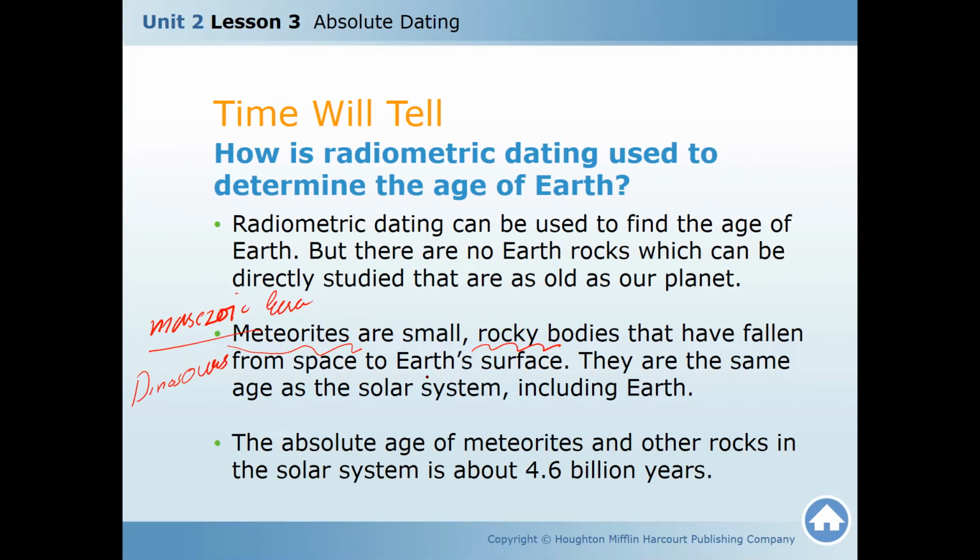So meteorites that have fallen from space to Earth's surface are the same as the age of the solar system, including Earth. The absolute age of meteorites and other rocks in the solar system is about 4.6 billion years, girls. Imagine, in the other planets, and the age of the meteorite is 4.6 billion years ago. Now, okay, now next.